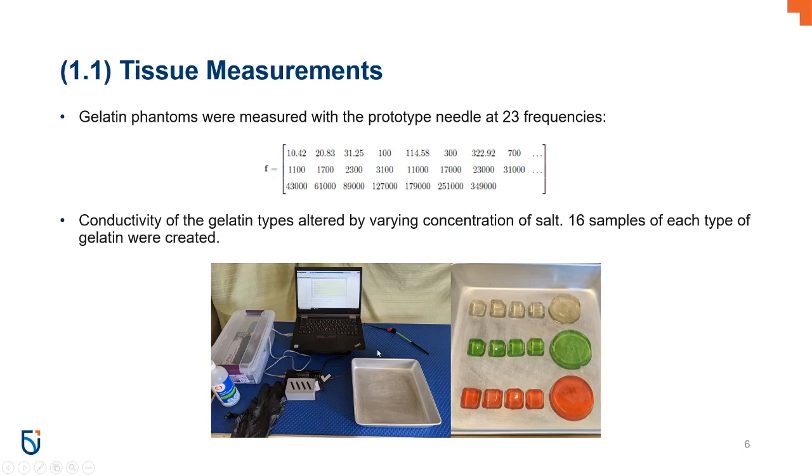We connected our probe to the Quadra, an impedance analyzer, configured to measure the impedance at 23 different frequencies, and to take the average of 10 measurements. For our experiments, we wanted to just validate the system, so we created gelatin phantoms, where we were able to change the conductivity by altering the amount of salt that we put into the gels.